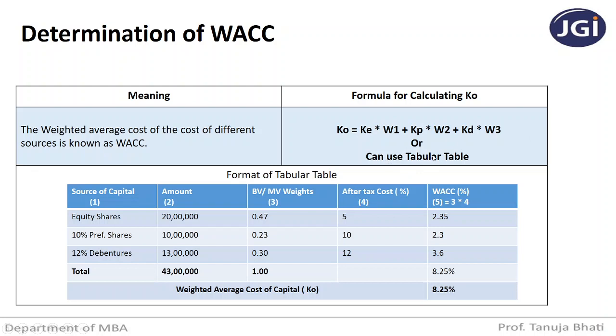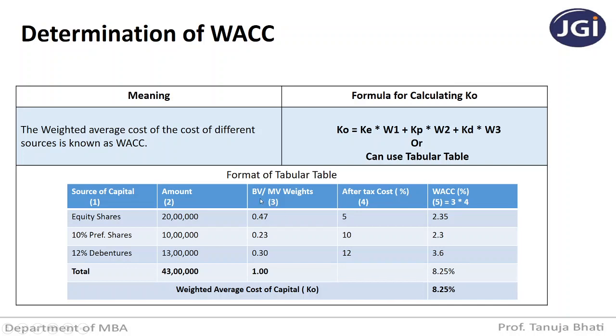Or you can use a table. We will just see what the format of this table is. Both will arrive at the same answer. So first we'll write down the sources of capital. These two columns will be the same as provided in the problem. So the sources of capital are equity shares, preference shares, debentures. This is just an example. They can be retained earnings, they can be term loans. In the example, I've just taken 3. The amounts are 20 lakhs, 10 lakhs, 13 lakhs. So the total is 43 lakhs.